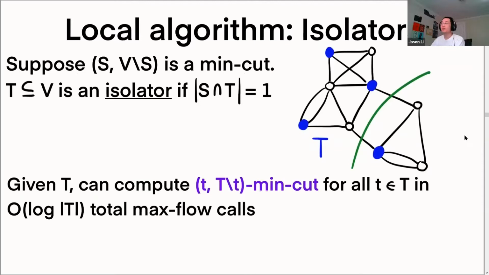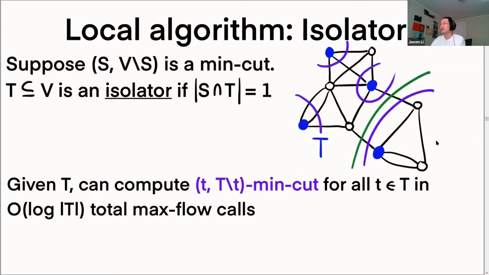So our main result for isolators is that given an isolator T, actually given any T, not necessarily an isolator, a subset of vertices T, we can compute the min cuts that separate each vertex little t from the rest of the vertices in T. We do this over all t in a total of essentially log n max flow calls. So we do this for all t.